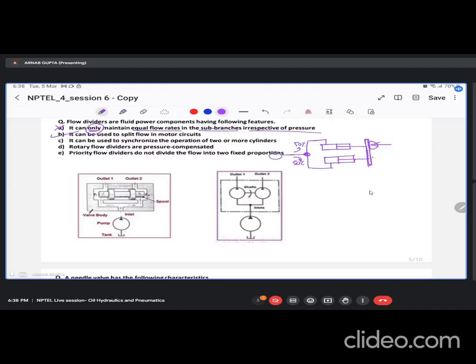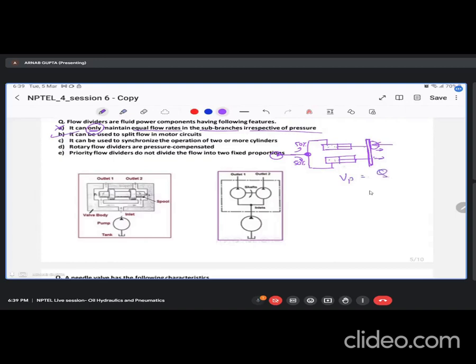So whatever is supplied from the pump is divided 50-50%. In that case, what will happen? They both will extend at the same velocity because equal flow is coming here. So what we know is velocity of the piston is nothing but flow upon area of the piston.